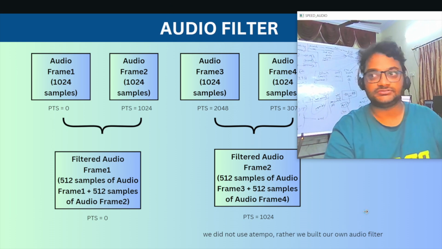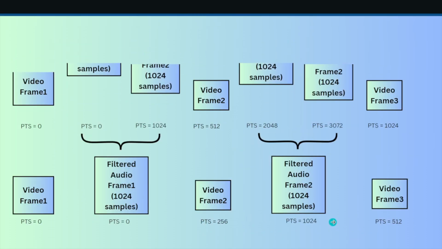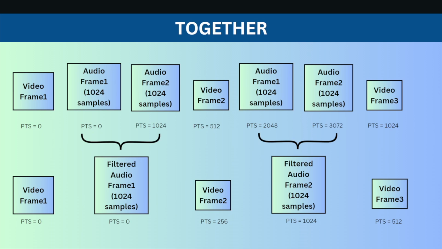Okay, so now let's see what happens if we do that in a sequence. Let's say you are reading a video file. In that MP4 file, you have video frames and audio frames. So you have video frame 1, audio frames 1 and 2, video frame 2, audio frames 1 and 2, and video frame 3. This is the sequence.